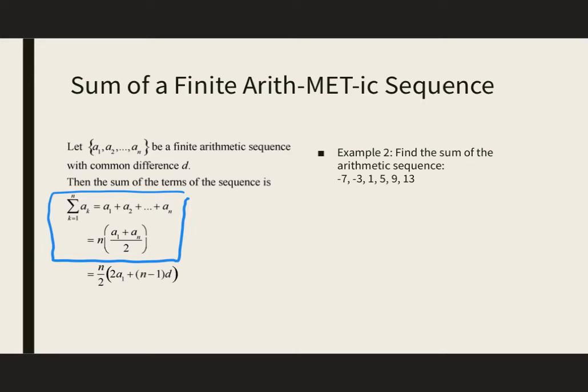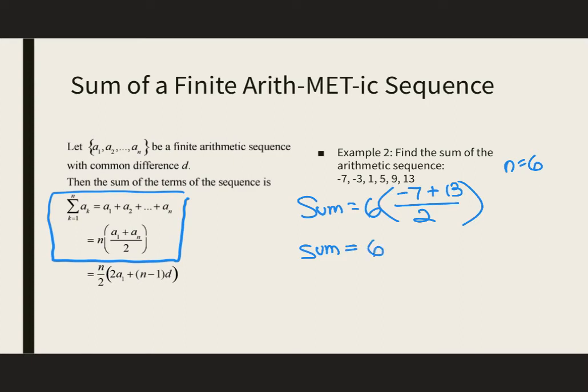So what we'll do first is write it out using the formula. There it is. We have 6 terms, so n is 6. And we take the first term and the last term, add them up, divided by 2. If you're not sure what the last term is, then you just have to figure it out. So we have 6 times 6 over 2, which is 6 times 3, which is 18.